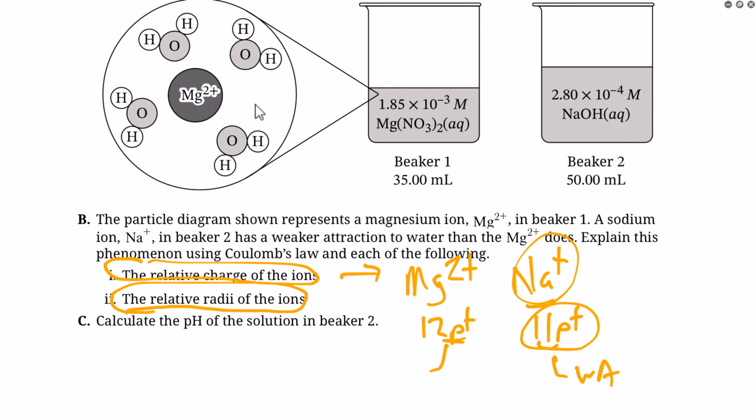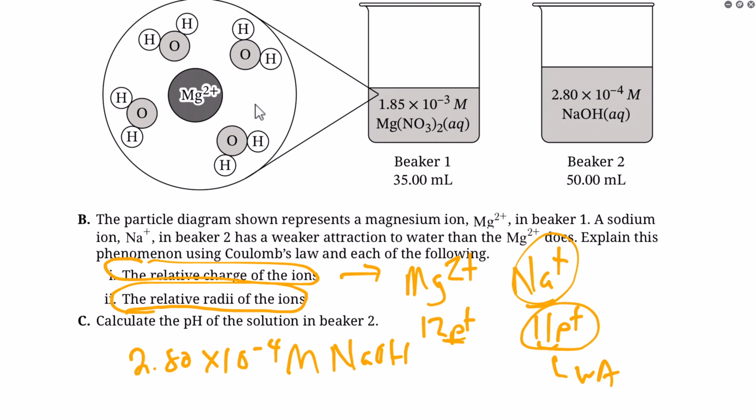Let's take a look at the next one we got here. It's asked us to calculate the pH of the solution in beaker 2. So we have a 2.8 times 10 to the negative fourth molar NaOH solution. So 2.80 times 10 to the negative fourth. Again, that's a molar solution there.